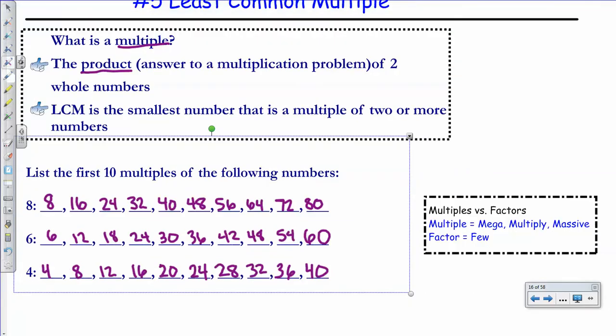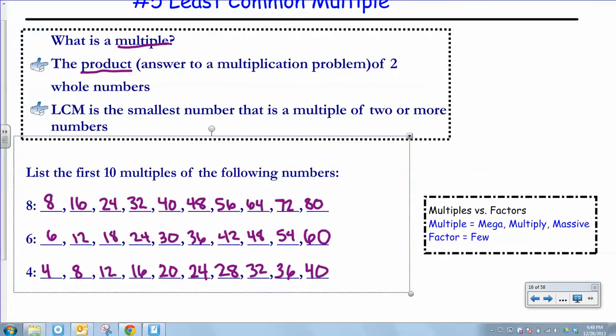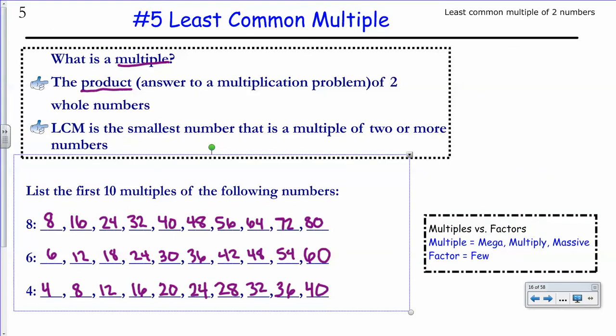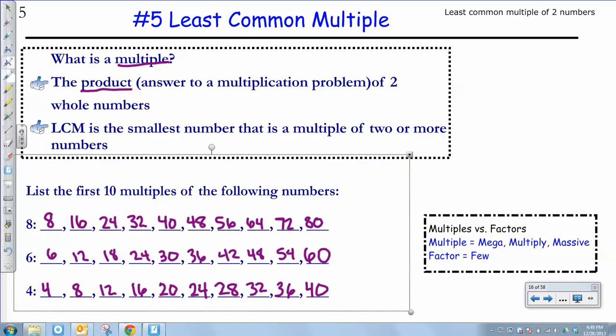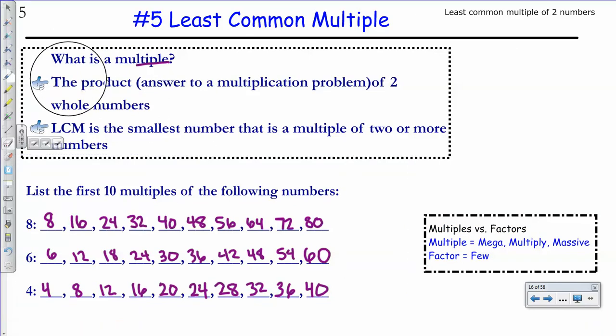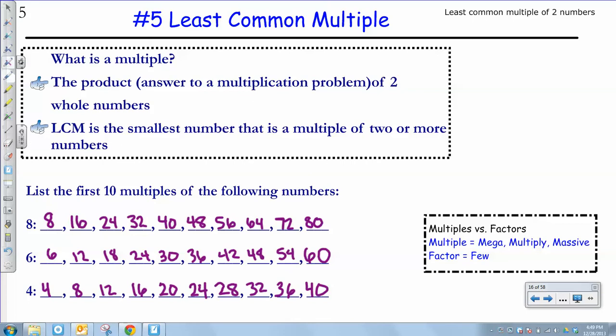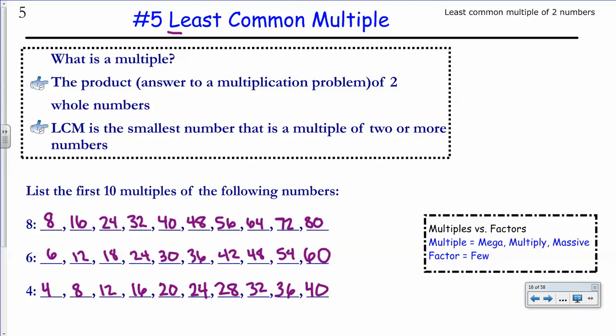Alrighty, gang. Today we are looking at our fraction concept notes, and we're looking at lesson number 5, which is about the least common multiple. So this is related to what we did yesterday. Yesterday we found the greatest common factor. Today we're finding the least common multiple, which we refer to as the LCM.